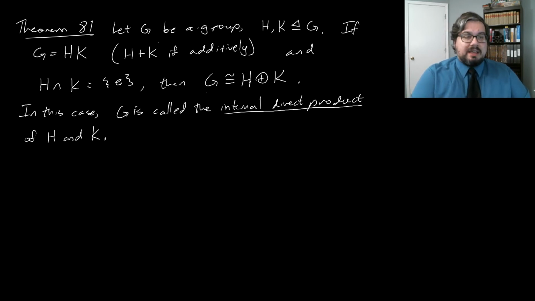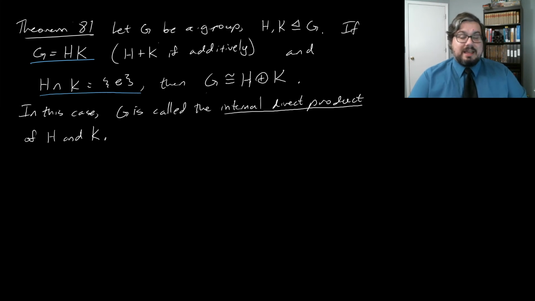It's also saying that G equals HK as sets, and that the intersection of H and K is just the identity. After we do the proof, we'll see why that distinction is made. The ordinary direct product that we've been talking about is sometimes called the external direct product in order to contrast it with the internal direct product, but that's not universally used, and it's not really necessary.